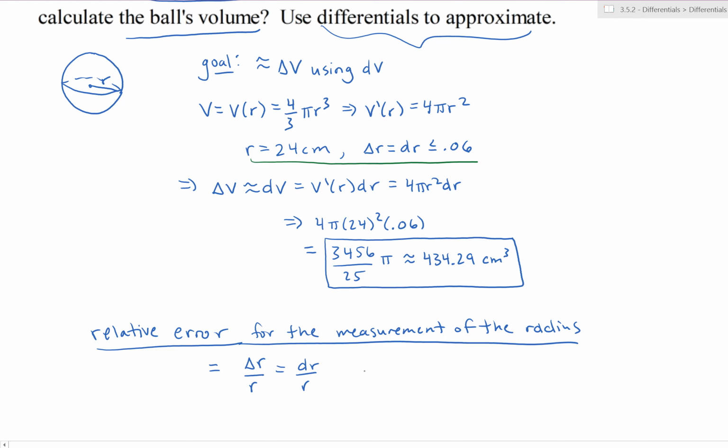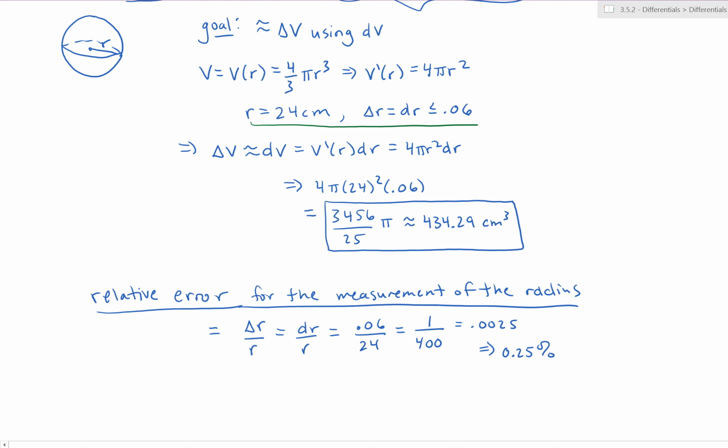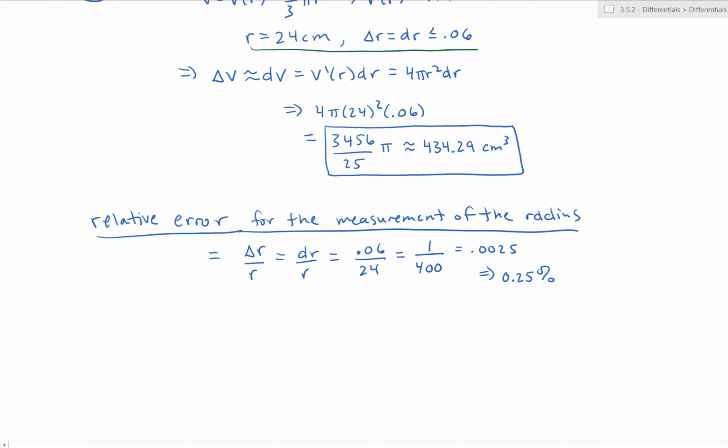And then again, this is the maximal. So if you get our values that we use, that's 0.06 over 24, and simplifying gives 1 over 400, which is the same as 0.0025, and thus our maximal error in measurement is 0.25%. That is the maximal relative error in measurement of the radius, which is not too big. It's pretty tiny, less than the square problem.